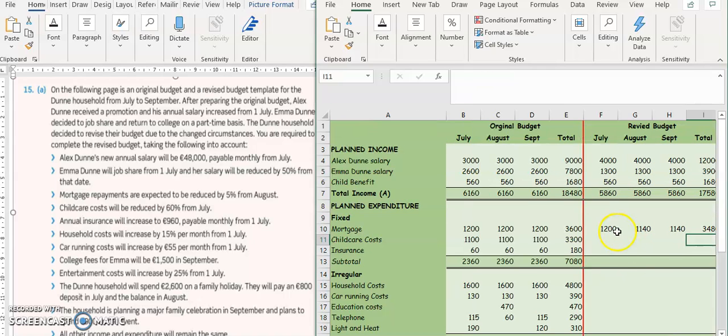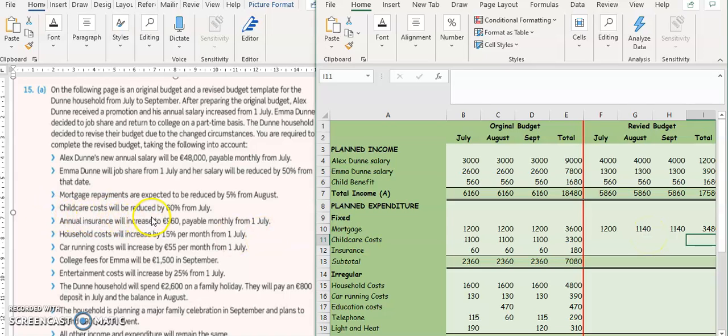So just to revise that, our mortgage doesn't change until August. So it's still going to be 1,200 in July. That 1,200 has come from our original budget. And then in August, our 1,200 is going to reduce by 5%, so it's going to reduce by 60 euro. So we found 5% of 1,200, which was 60, and then we took that 60 away from 1,200 to give us 1,140.